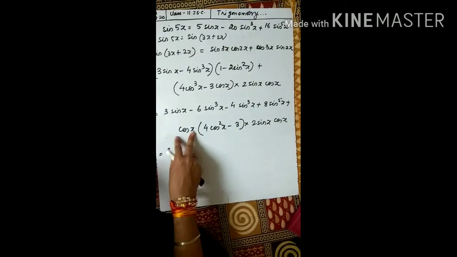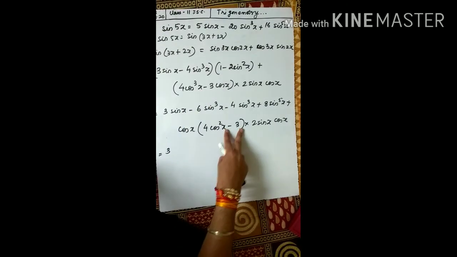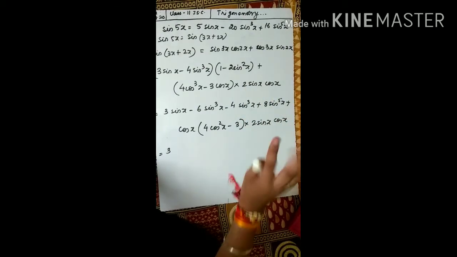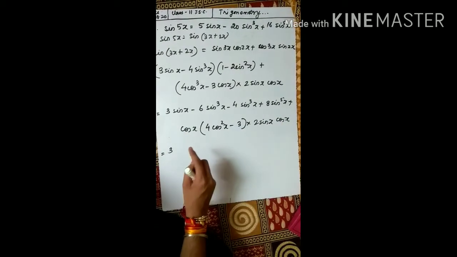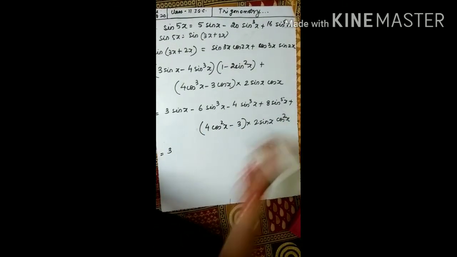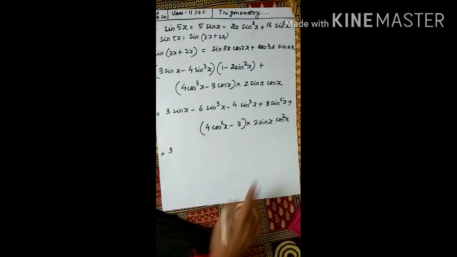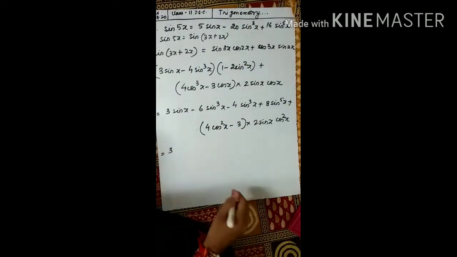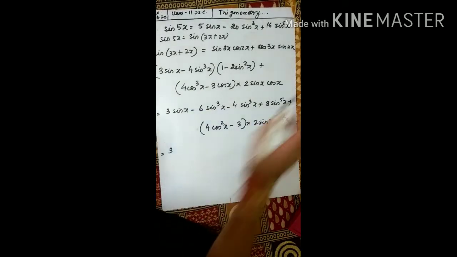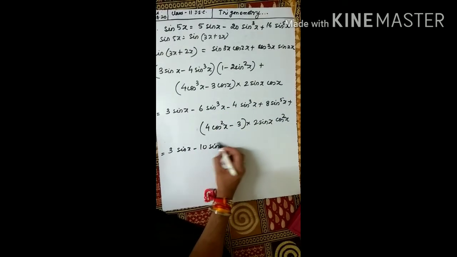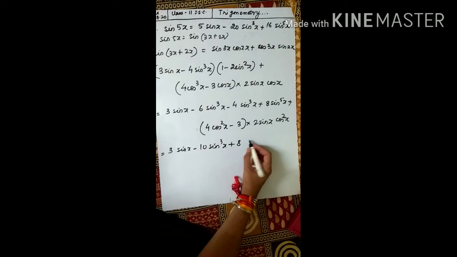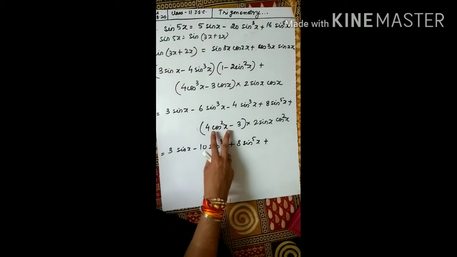I have multiplied these two and we got this as the result, plus, from this bracket I have taken cos x common. So (4 cos square x minus 3) cos x, and this 2 sin x cos x. As you see, this cos x and this 2 sin x cos x can be multiplied and they will give us cos square x. So in this step I'm writing this cos square x like this. Now this will be the same, 3 sin x minus 10 sin cube x plus 8 sin to the power 5 x.